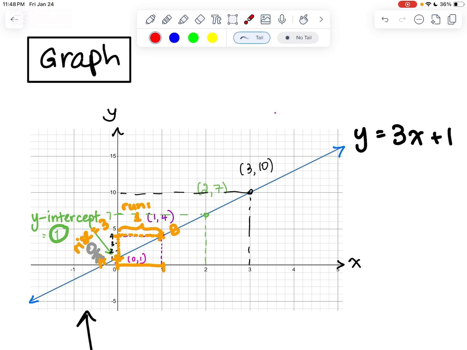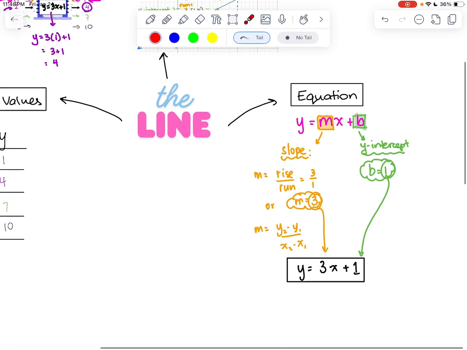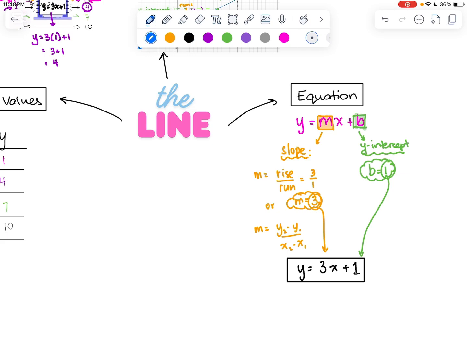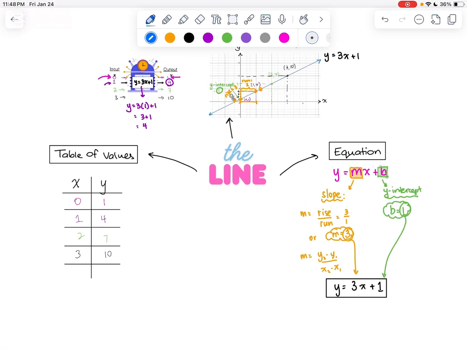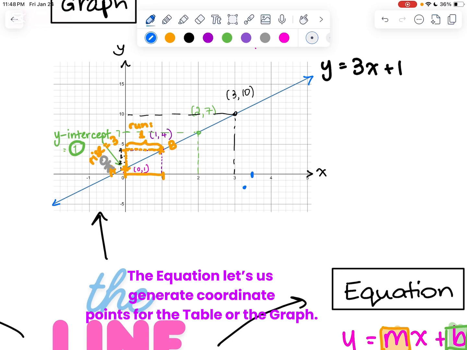So let's say we want to figure out, if my input is 3.5, what would my output be? Well, now it's a little bit harder to see because we're restricted by the graph itself, by the scale, and by limited space. So the nice thing about your equation is that it can generate any point you want on this graph, any point you want on this table of values. So for example, let's take that example of 3.5 again. I would like to figure out what the output is at 3.5.